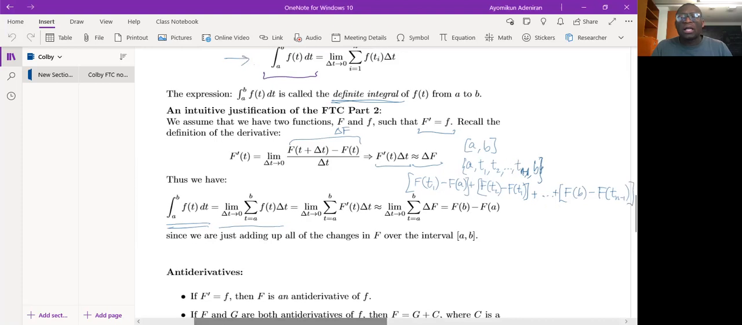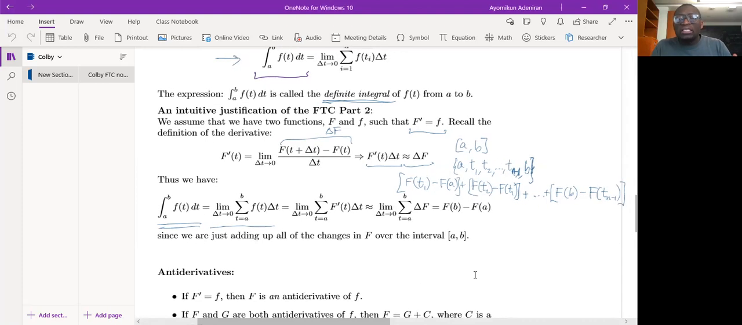Okay, what can we do? Notice that F of t1 is canceled out here. F of t2 will be canceled out, and so on, and it will continue until we get to the last one. F of t sub n minus 1 will be canceled out. We will be left with F of B minus F of A, which is really how we get this part. So that's an intuitive picture of what is happening here. Again, this is not the full proof, but it gives us an intuition.